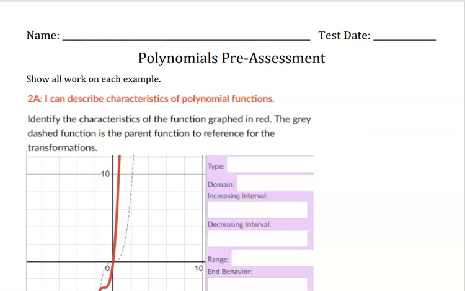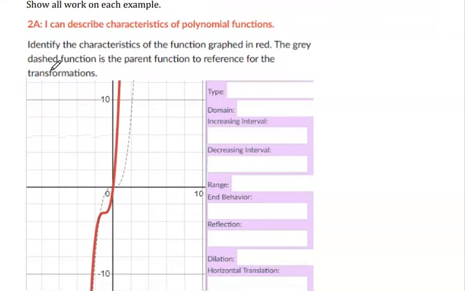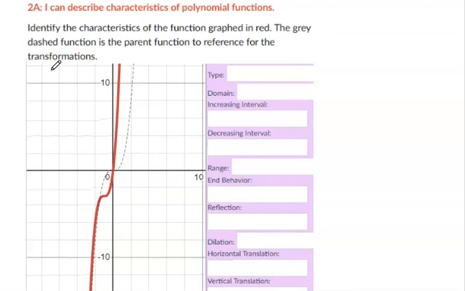Polynomials pre-assessment. Show all work on each example. Let's look at the first one.